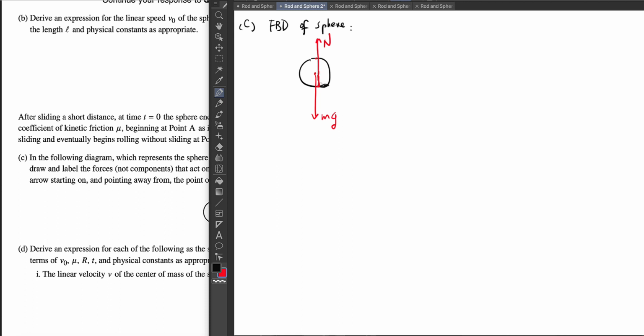Now, the friction force on the bottom will be backward. It's actually kinetic friction, right? Because it's sliding on the surface, so it's Fk. And the direction is opposite to the velocity. The velocity is this way, right? So that's why it's to the right side.